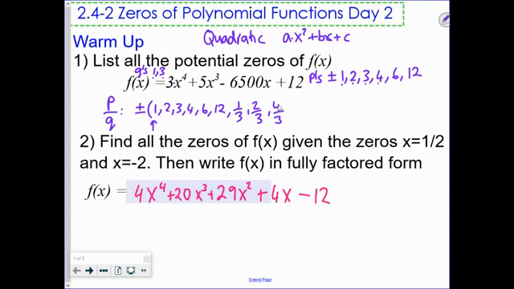4 divided by 3. 6 divided by 3 would be 2, so we're not going to bother writing that. And then we'd have 12 divided by 3, which would be 4, so we're not going to write that one either.